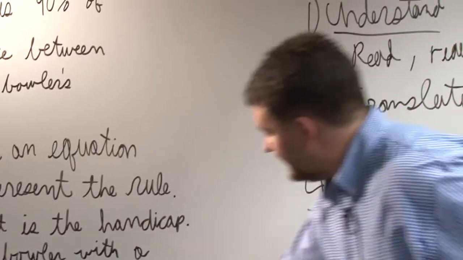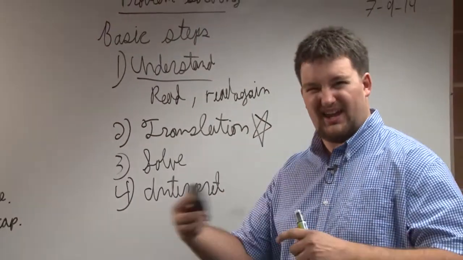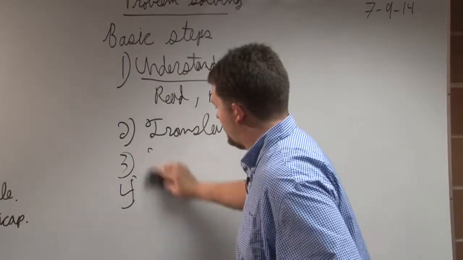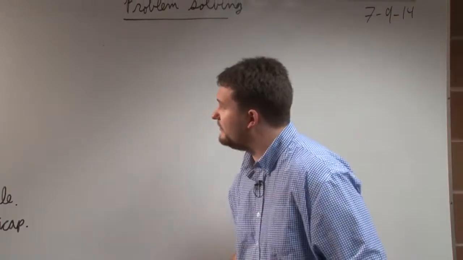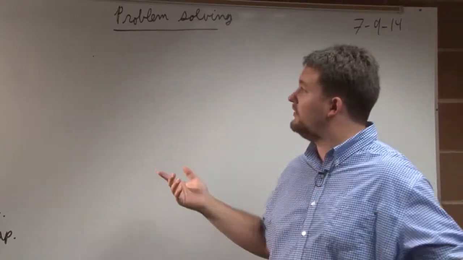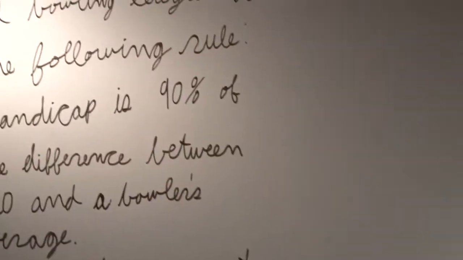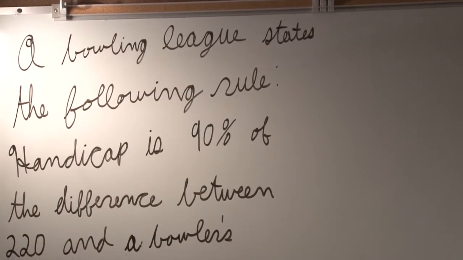So I'm going to erase this. And if you've got your book next to you, keep following along, keep that page 104 handy so that we can work our way through this. Alrighty. So I read it once, so now I'm going to read it again. A bowling league states the following rule. Okay, that's fantastic. It's contextual, but it's not something I need too much for the sake of translation.